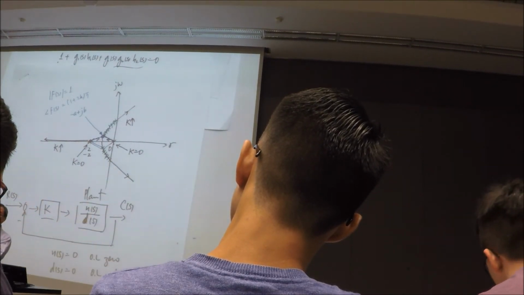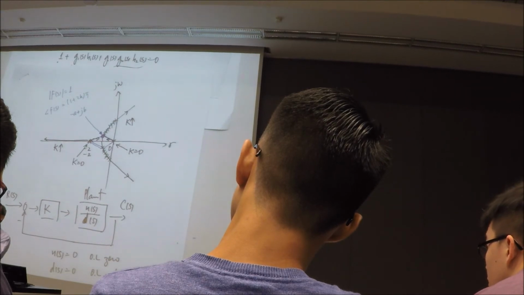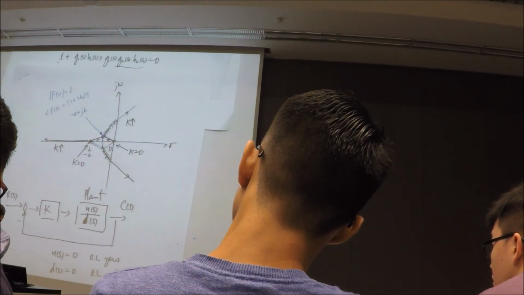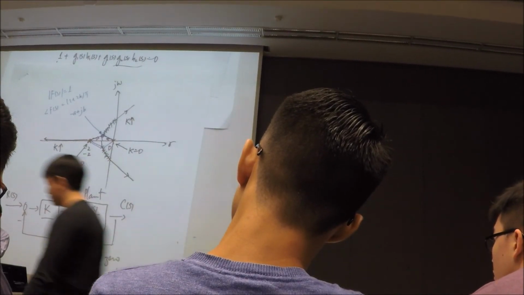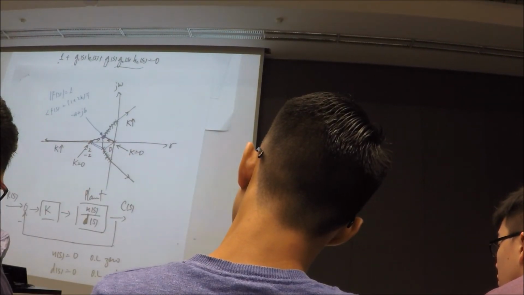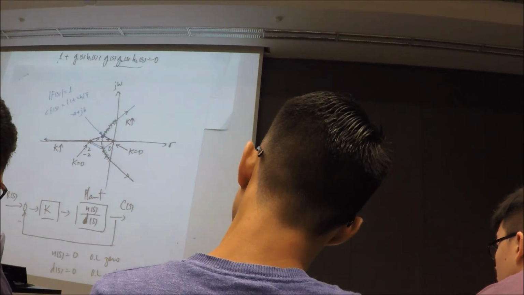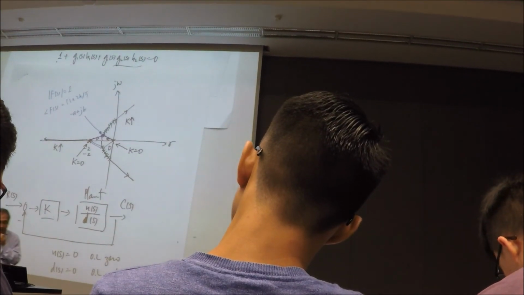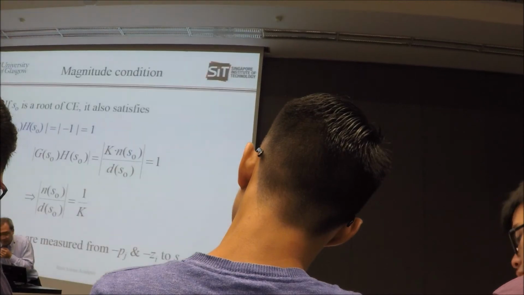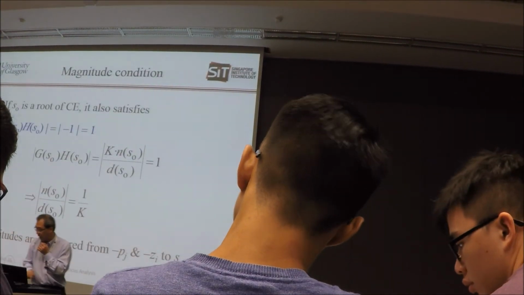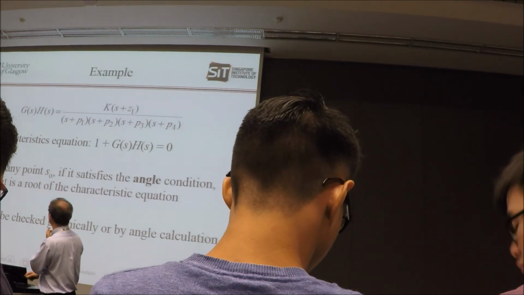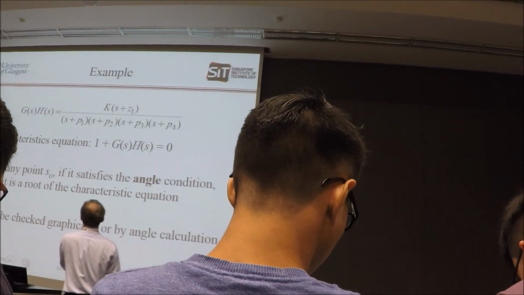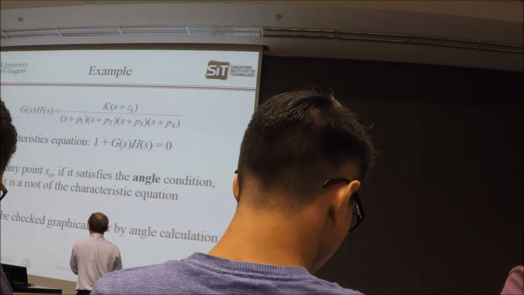You only need to test a point in the complex plane, because as we mentioned, complex roots always come in conjugates. If it is at plus j omega, then it has to be at minus j omega also. All right, so this is what we have discussed. You can see the way it goes. This is the example.